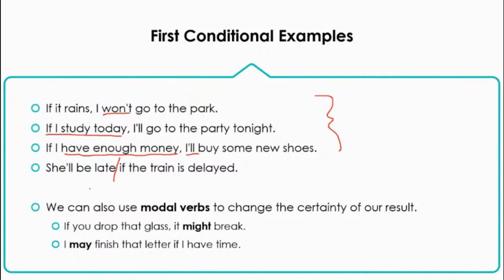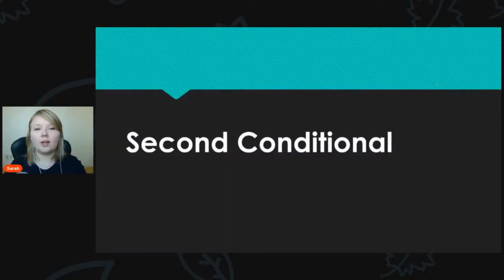So here again, we've switched our clauses. If I have time, I may finish that letter. So here it's kind of a prediction, right? But we use the same structure and we're just switching out will with a modal verb, might or may. All right, so remember, first conditional is if this happens, then something will happen. If this thing happens, that thing will happen. Present and future. Okay, let's go on to our second conditional.